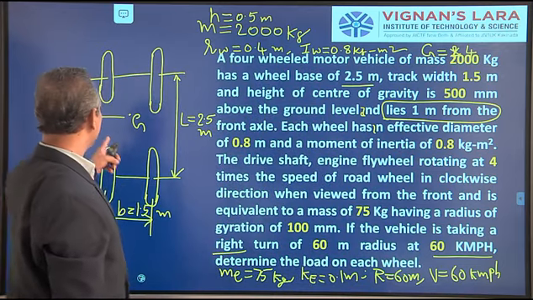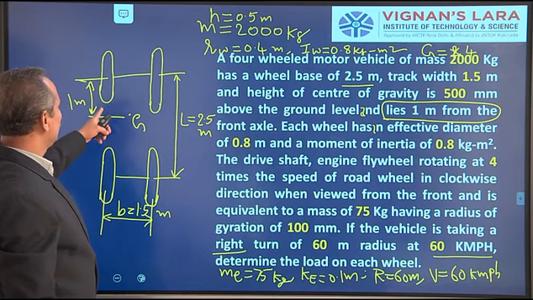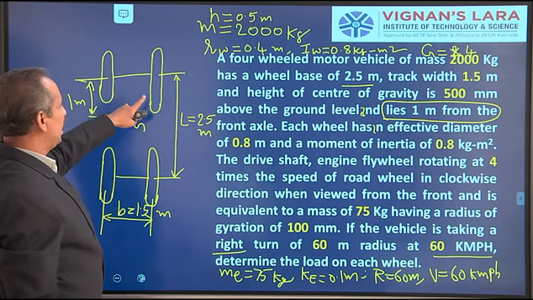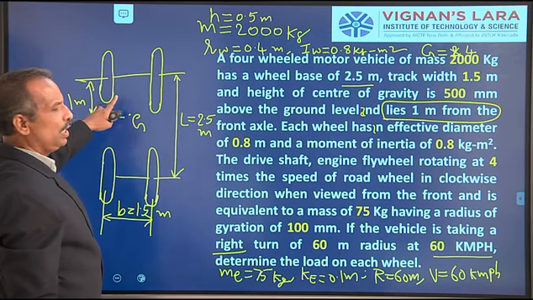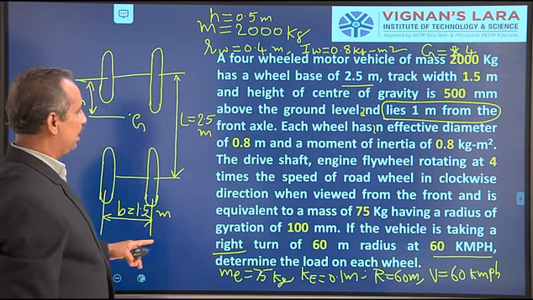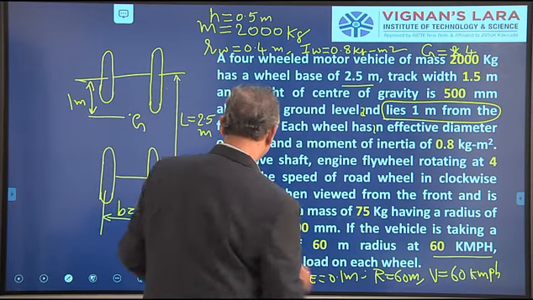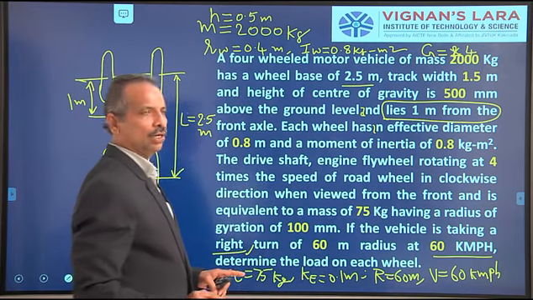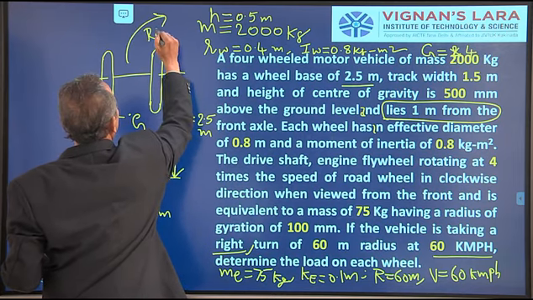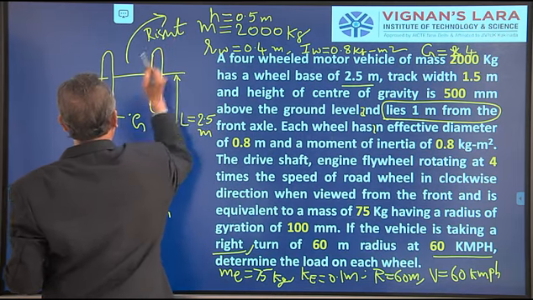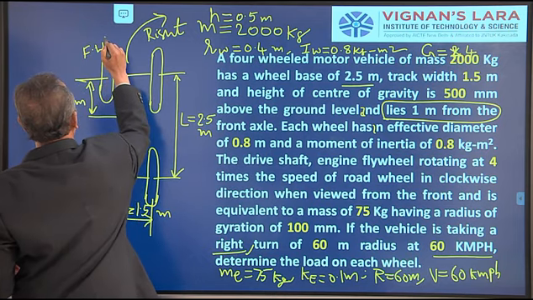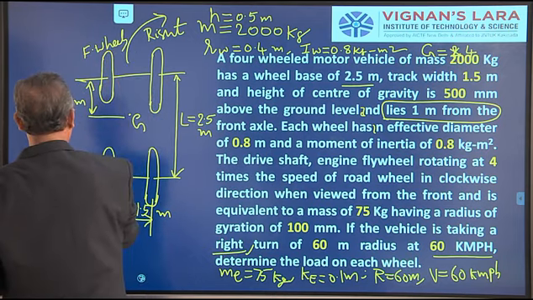Because this is not at the center, the reaction due to self weight on the front wheels is different from the rear wheels. And what turn is it taking? Right turn. So right turn means, because these are front wheels, these are rear wheels.